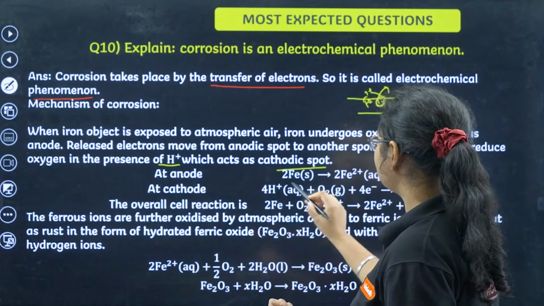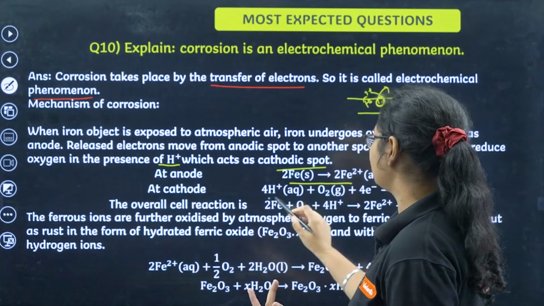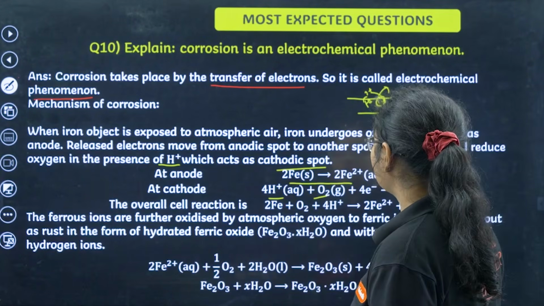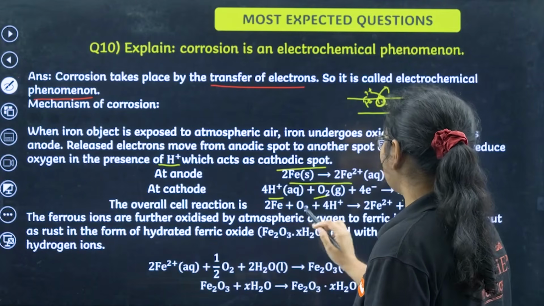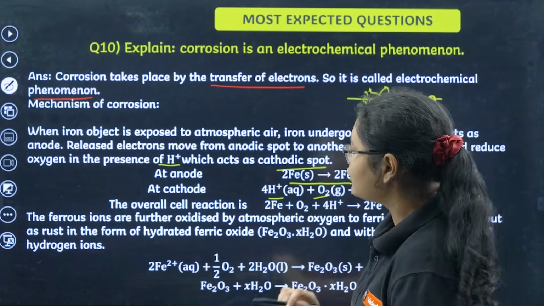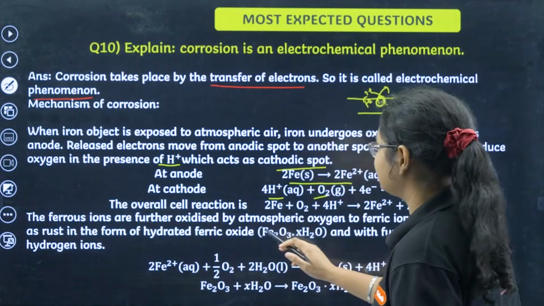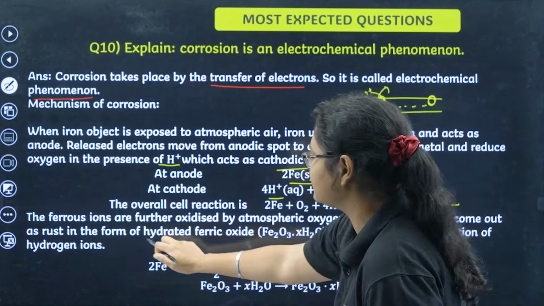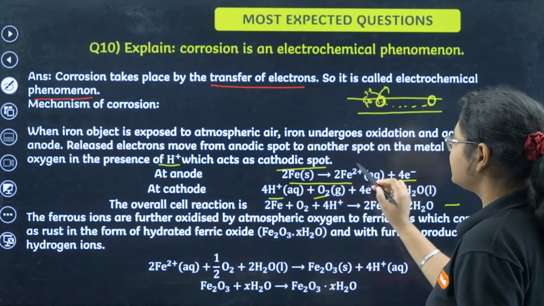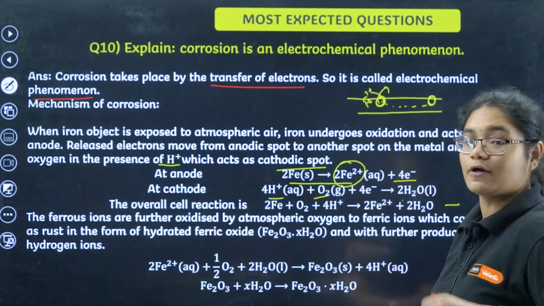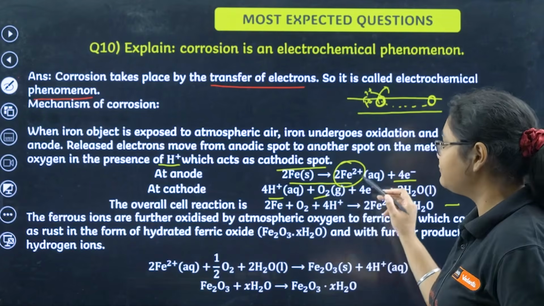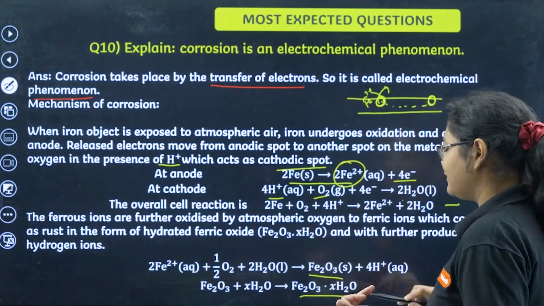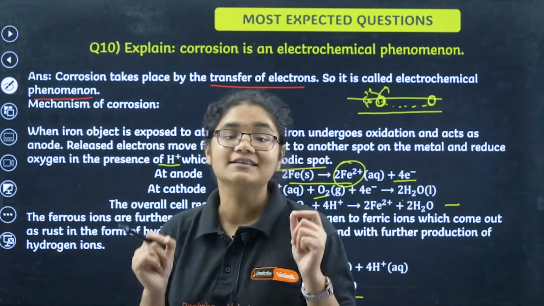Now at anode what happens? There is oxidation, and at cathode there is reduction of H+. Now the overall cell reaction is what? When the overall cell reaction is happening, you will get this final reaction. Now, the ferrous ions are further oxidized by the atmospheric oxygen to ferric ions, which come out as rust in the form of hydrated ferric oxide. So this Fe2+ which is released on the oxidation of Fe is further oxidized by oxygen to give you ferric oxide or hydrates of ferric oxide, which is called rust here.